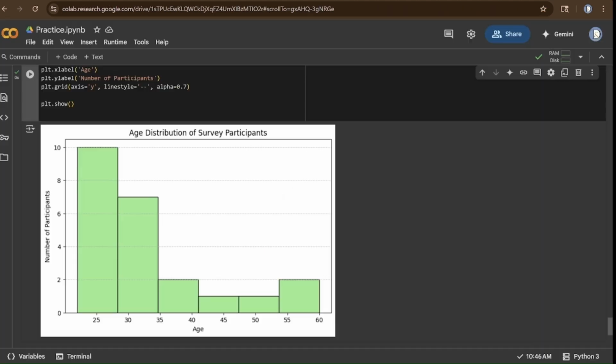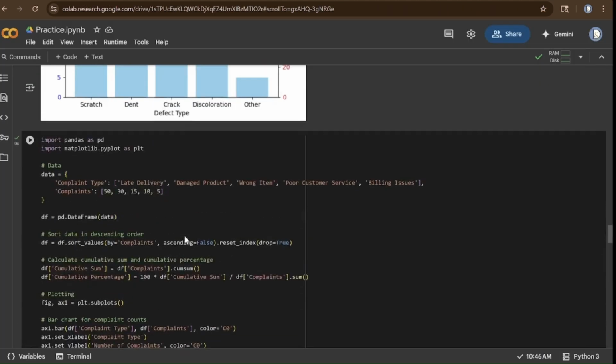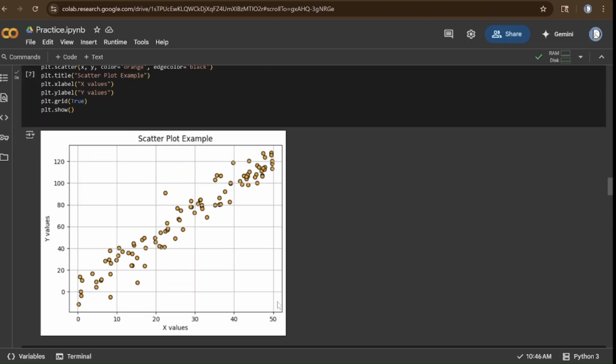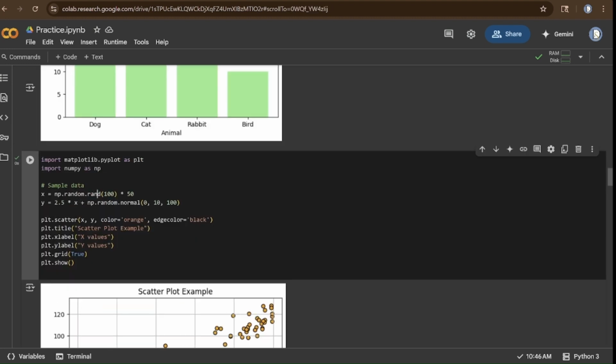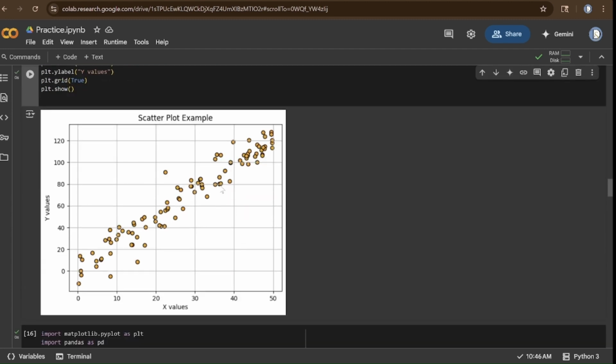Let me show you an example of a scatter plot. See, it looks like this one. This is also numerical values. X equal to some random number generated, numerical number, and y equal to an equation. And you can see that they are positively correlated.